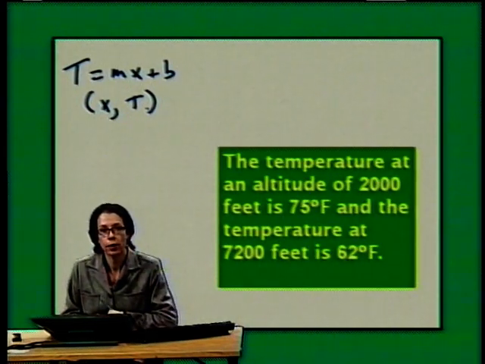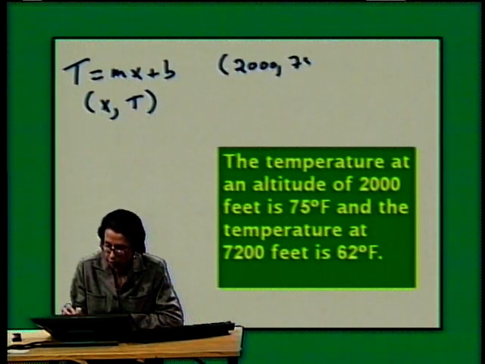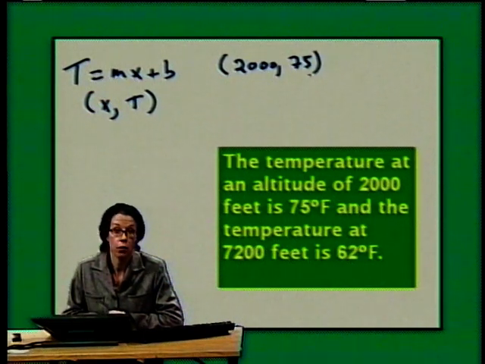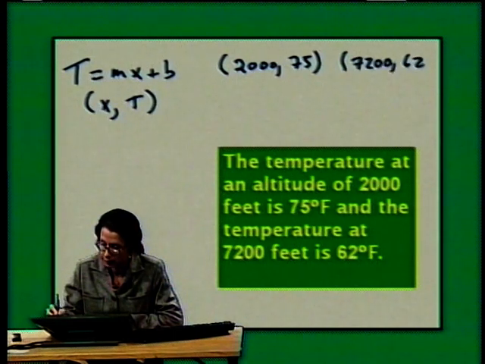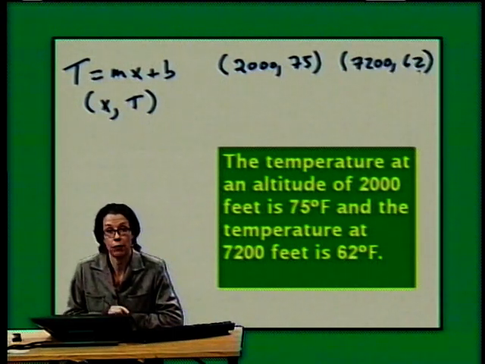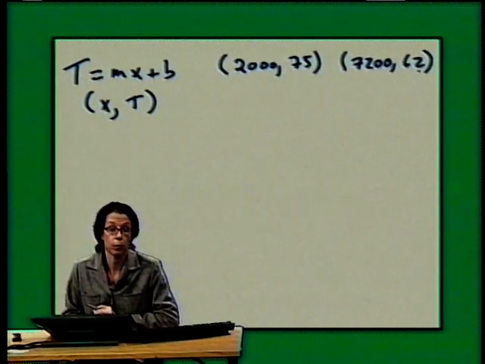So we were told that the temperature at an altitude of 2,000 feet is 75 degrees Fahrenheit. So we have the ordered pair (2,000, 75). We also know that the temperature is 62 degrees at an altitude of 7,200 feet. So I have 2 ordered pairs. So now this problem becomes like the problems we were doing earlier.